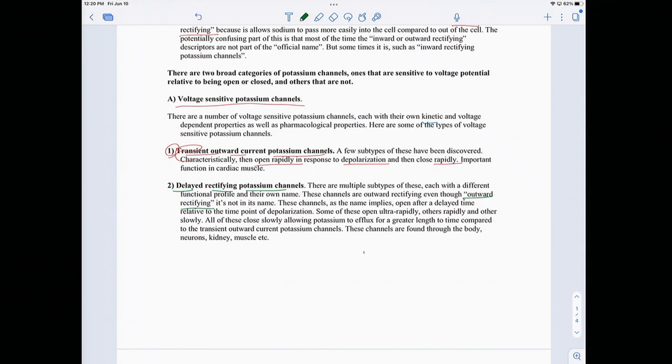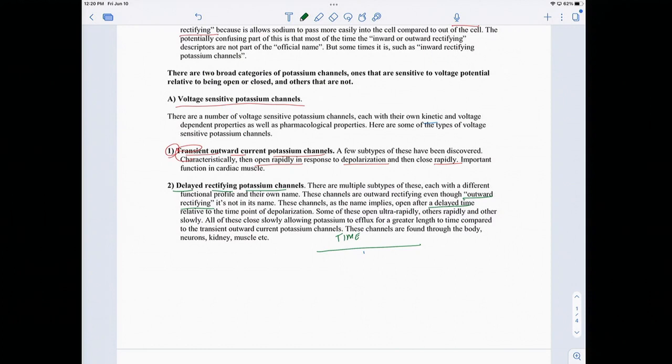So what does that mean? Outward rectifying means that when they're open, potassium has theoretically an easier time going out than it does going in. But again, whether it goes out or in is dependent upon the Nernst value and the electrochemical forces acting on potassium. So why are they called delayed? They're called delayed because, we'll do a timeline here. Okay, time here.